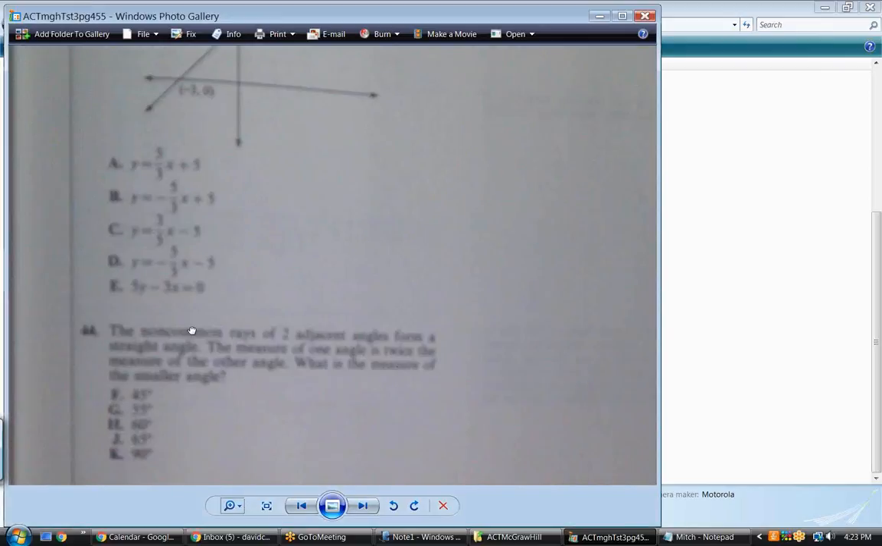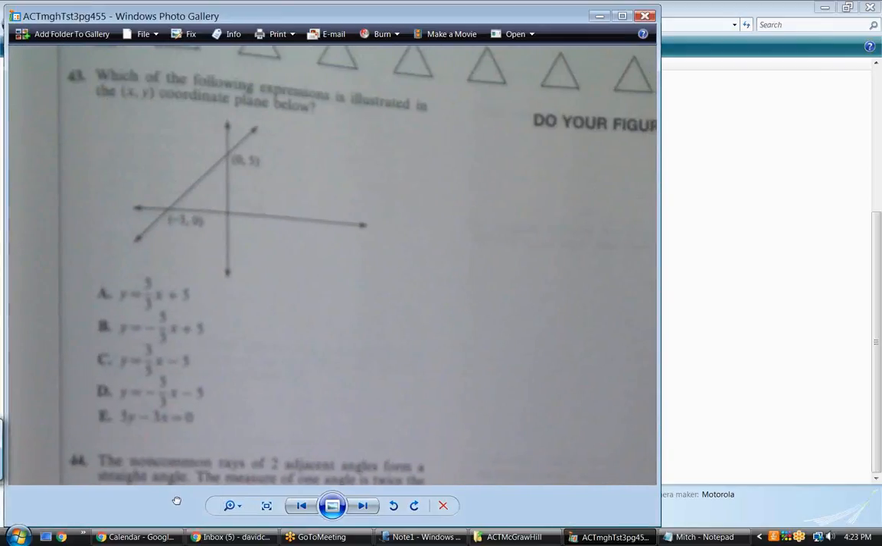Uh-oh. My handwriting was not very clear on this. Let's see if you can make this out. Which of the following expressions is illustrated in this picture? That coordinate is (0, 5), and that coordinate is (-3, 0).